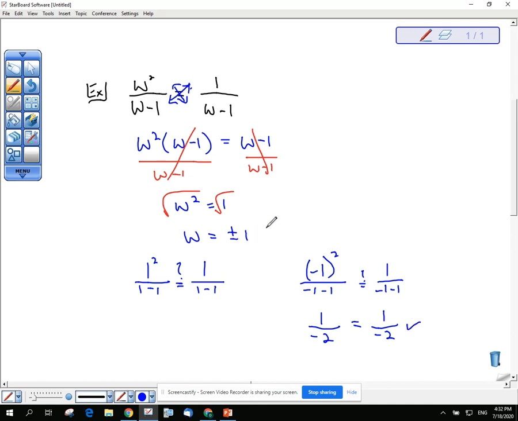So out of our two solutions, we thought that they were w equals 1 and w equals negative 1. The w equals 1 proved to be extraneous. Only negative 1 is a solution.